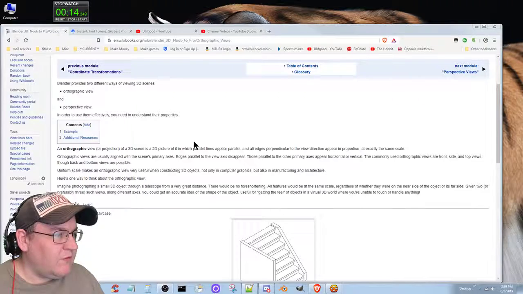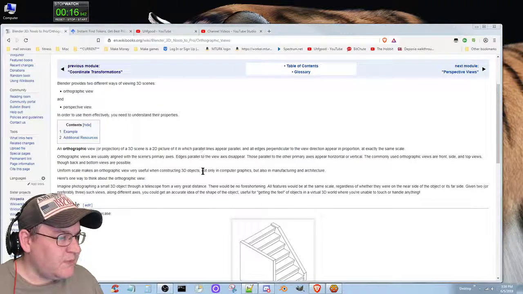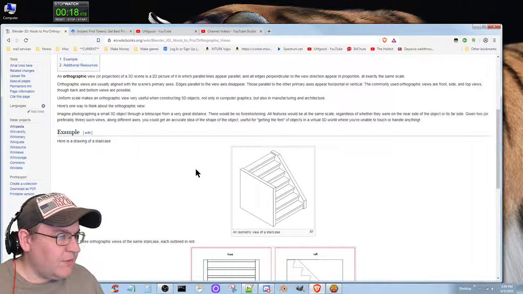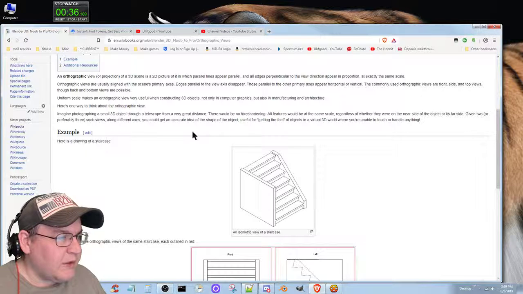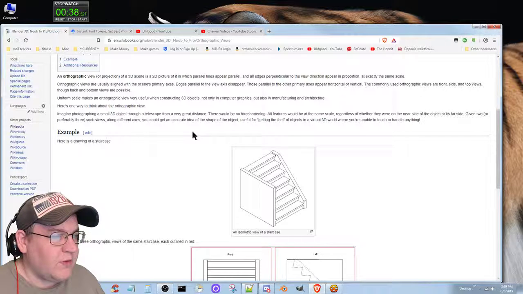Right, orthographic view and perspective view. Okay, an orthographic view or projection of a 3D scene is a 2D picture of it in which parallel lines appear parallel and all edges perpendicular to the view direction appear in proportion at exactly the same scale. Orthographic views are usually aligned with the scene's primary axes. Edges parallel to the view axis disappear. Those parallel to the other primary axes appear horizontal or vertical.